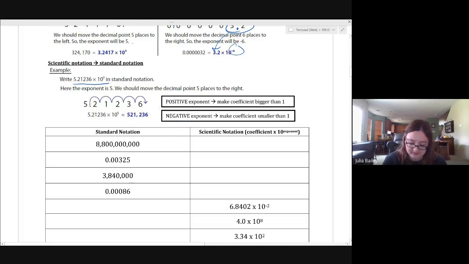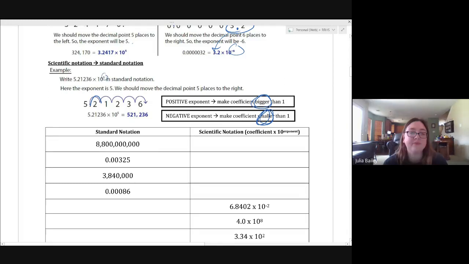When the exponent's positive, we want to make the coefficient be a number bigger than 1. When the exponent's negative, we want to make a coefficient that will be smaller than 1. So for an exponent of +5, we want to make this coefficient larger. And again, if you think about it, moving it this way would make it smaller. 5 would become 0.5, and then it would become 0.05. That would make it smaller, which doesn't fit with a positive exponent that we had here. So instead, we're going to move it the other way, moving it here.